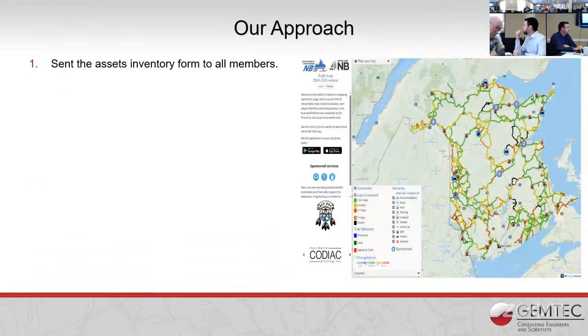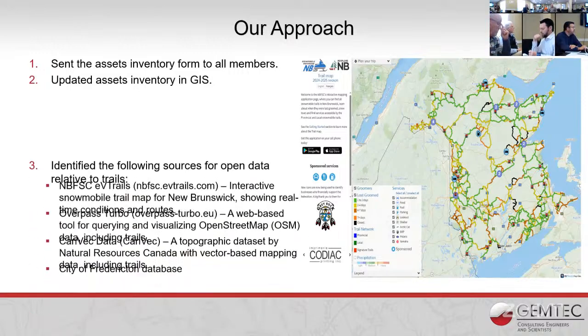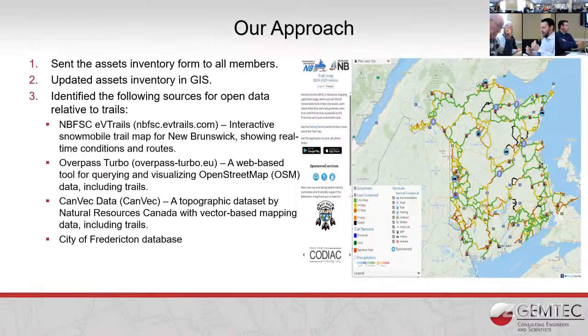So first, we sent an inventory of assets form that we previously sent last year to all the communities, and we received the information back. Then we plotted that revised information in GIS. I'm going to demonstrate that later in the presentation. Relevant to trails, we so far identified 4 open sources, and we will be in touch with folks here joining us virtually as well from the province to see if they have more information.